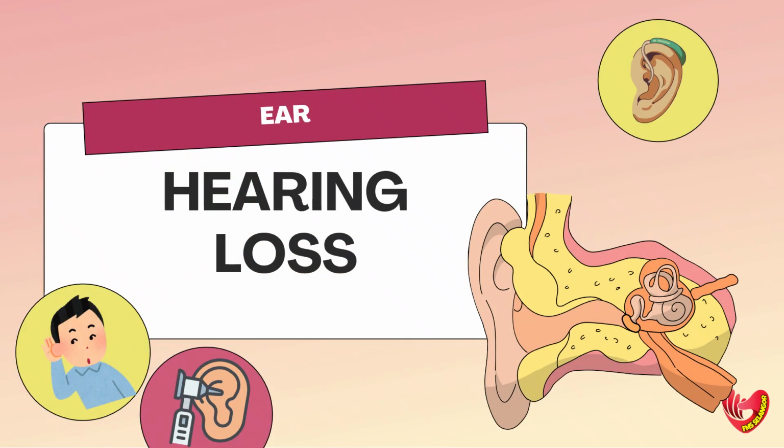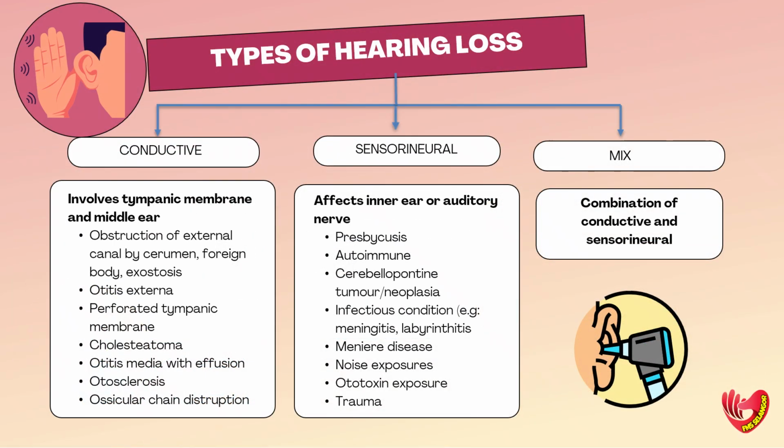Let us now shift our focus to hearing loss. There are 3 types of hearing loss. The first one is conductive hearing loss. It involves a blockage or damage in the outer or middle ear. This can result from ear infection, fluid in the middle ear, earwax buildup, or damage to the eardrum or ossicles. Second is sensorineural hearing loss. It results from damage to the inner ear or the auditory nerve. It can be caused by aging, noise exposure, genetic factors, or infection. And lastly is mixed hearing loss. It is a combination of both conductive and sensorineural hearing loss.